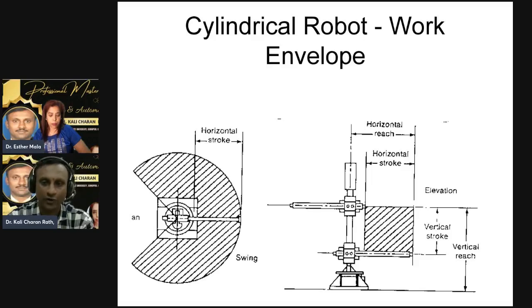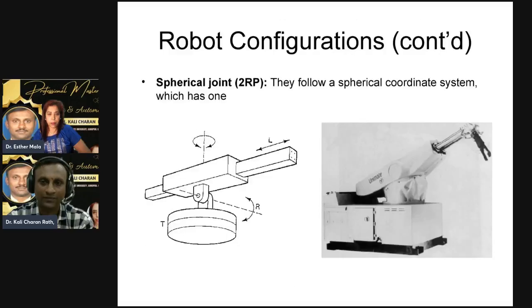Now slide number 12 gives the spherical joint. That means the robot has to work in 360 degrees. Particularly for welding and painting purposes, this kind of robot is used. As I told, it is 2 R 1 P: 2 revolution type and 1 prismatic type. That means 2 rotational joints and 1 prismatic link.